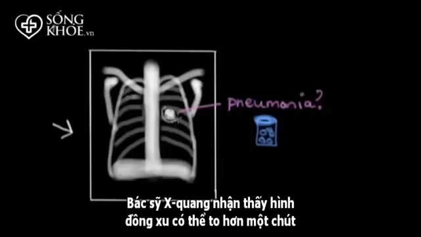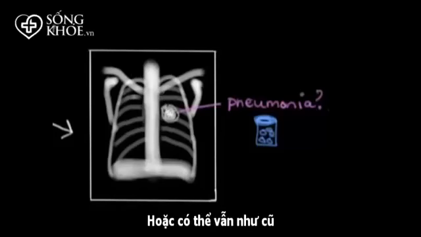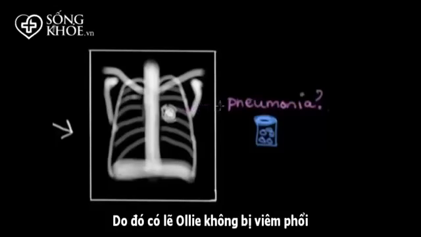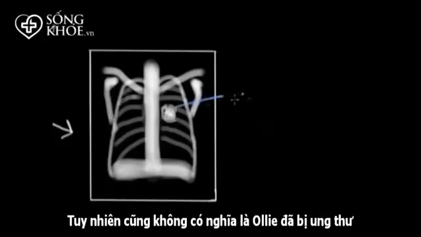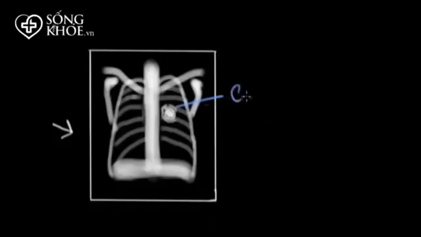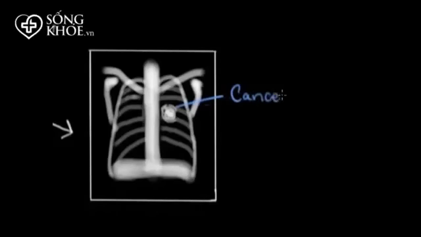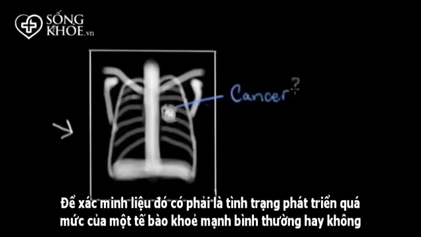and in a few weeks comes back for another x-ray, and the radiologist finds that the coin mass is maybe a little bit bigger, maybe about the same size, but either way, it hasn't gotten smaller, so Ollie probably doesn't have pneumonia. So I'm erasing that here. But be careful, because this doesn't automatically mean that Ollie has cancer, and a few other tests need to be done to rule out that this might just be an outgrowth of normal, healthy cells.